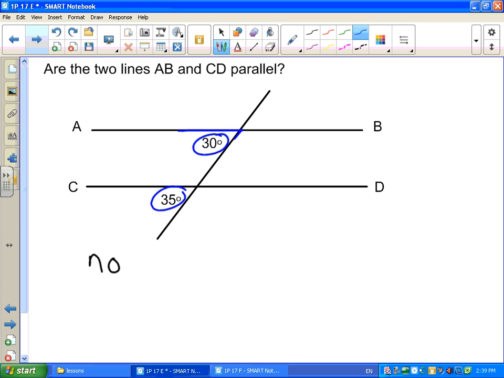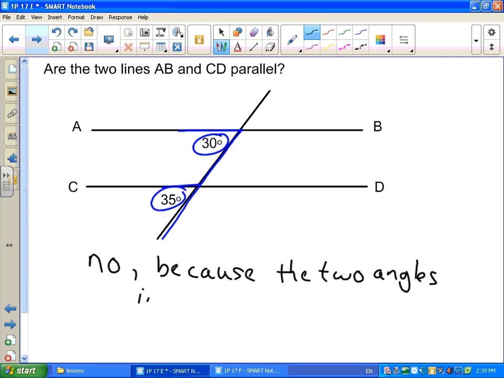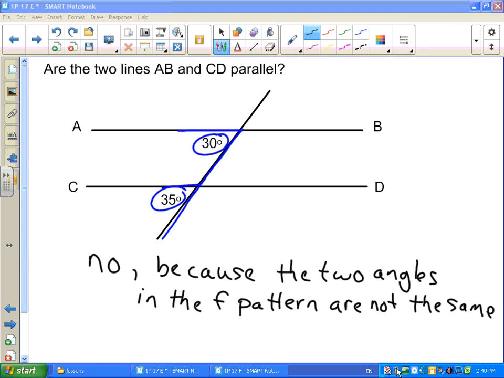They would be, because we would be able to draw this F pattern, and the F pattern tells us that the two angles that are underneath the arms of the F should be the same. But because they're not the same, we can tell that these two lines are not parallel, because the two angles in the F pattern are not the same. Okay, and we'll stop right there.